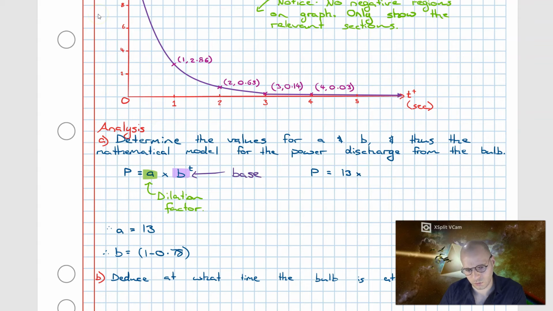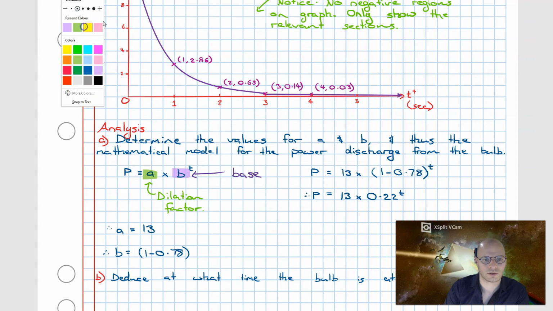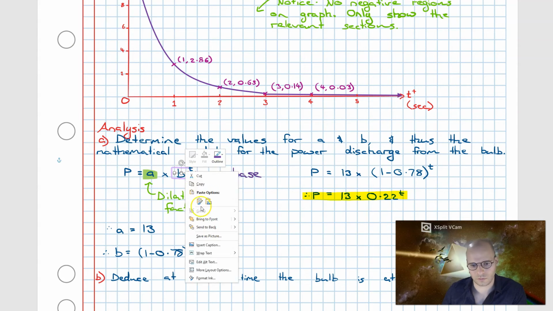Now putting all this together, we're going to get p is equal to 13 multiplied by 1 minus 0.78, so we're decreasing by 78%, all to the power t. And then we can simplify that down to p is 13 multiplied by 0.22, all to the power of t. So this is our mathematical model that describes the situation above.